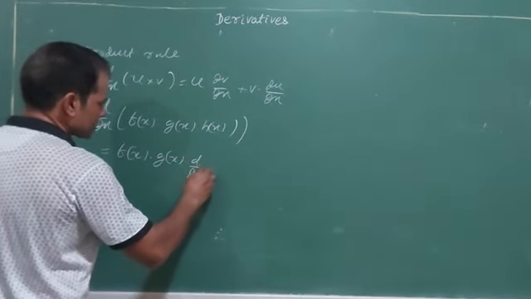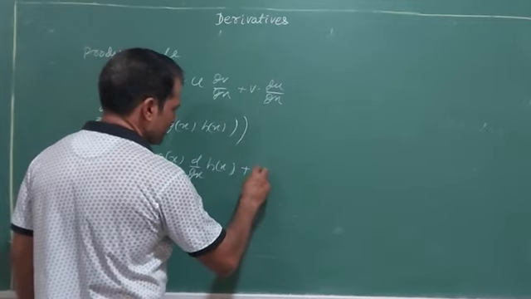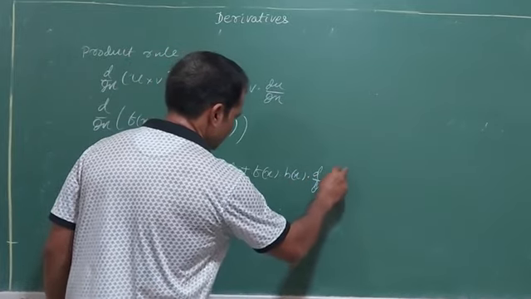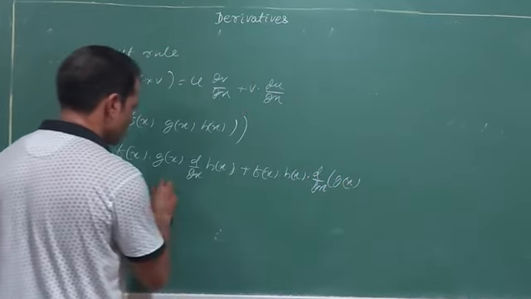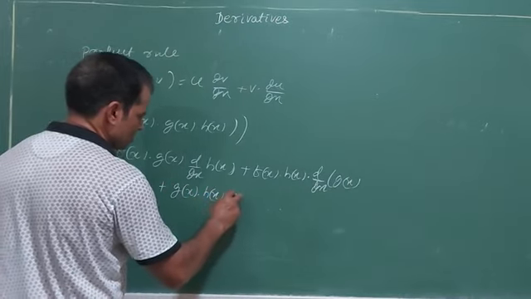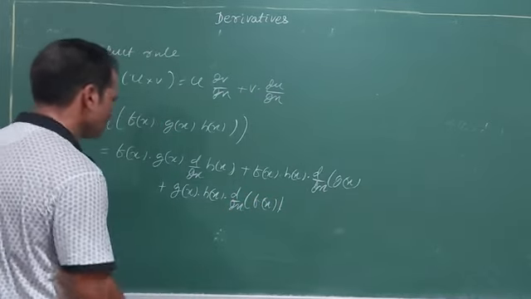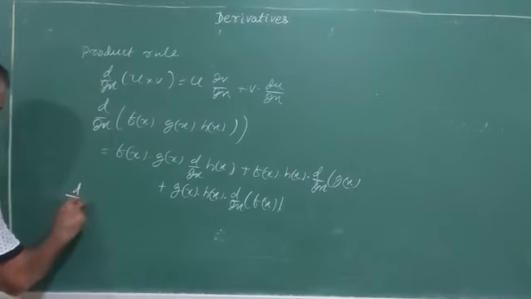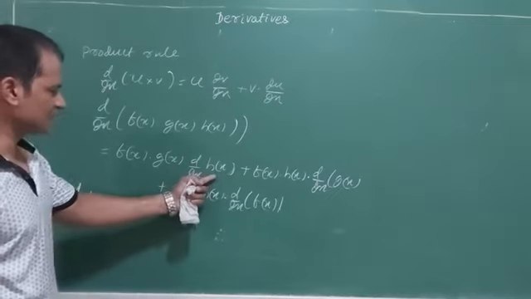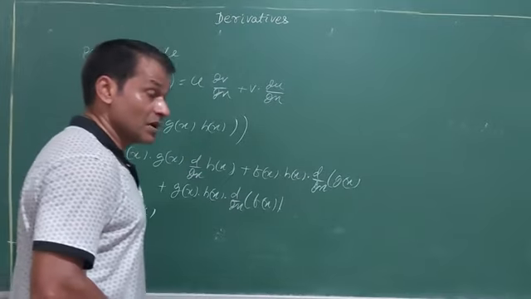dy/dx of h(x) plus f(x) into h(x) silent into dy/dx of g(x), plus one more term g(x) into h(x) into dy/dx of f(x). dy/dx of f(x) can be written as f dash x. So it can be written as f dash x, g dash x, and h dash x. That is product rule.